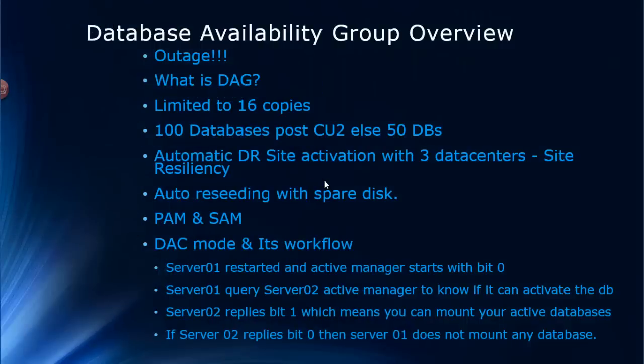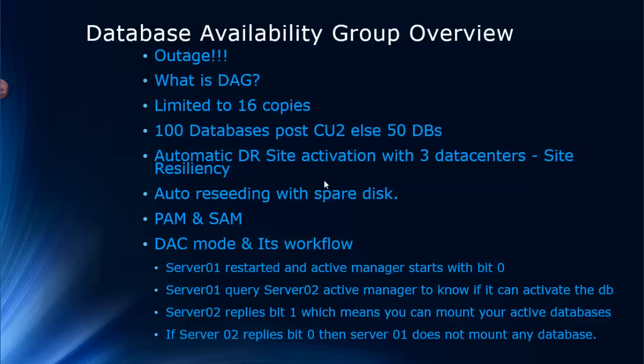Database availability group overview. The first point is outage. We all know outage, and we don't want outage. So why does outage happen? Of course, most of the time it is a hardware failure, or a hardware driver causes an outage, but many times it's software as well. But we all want to reduce it, as an outage shouldn't be there, so that production should be running.